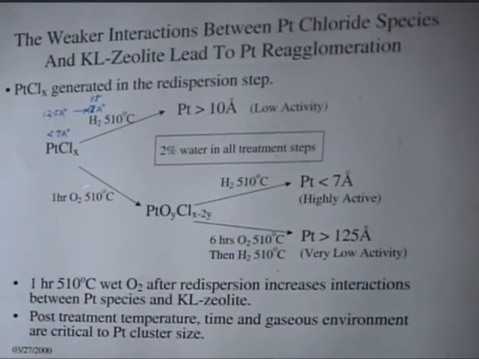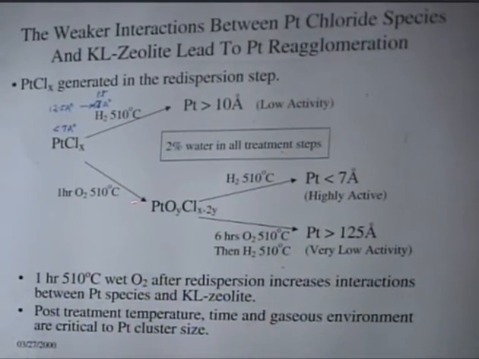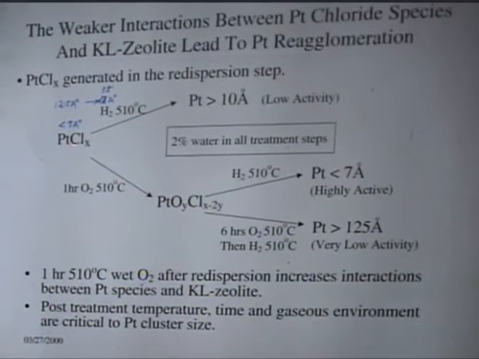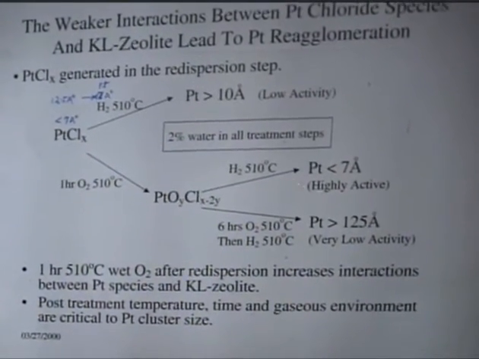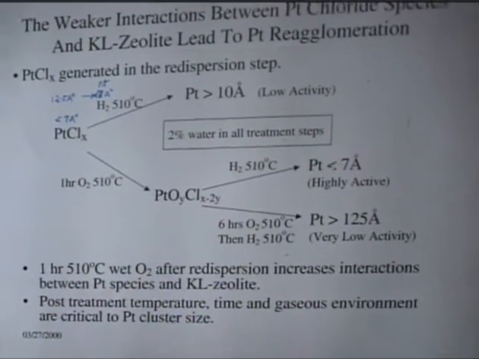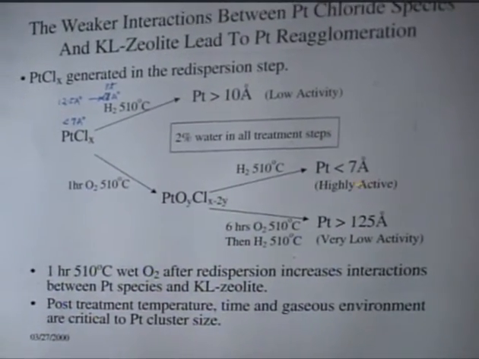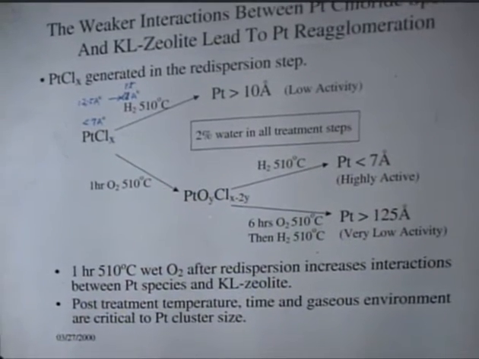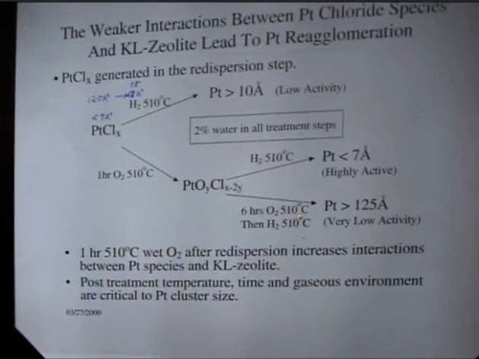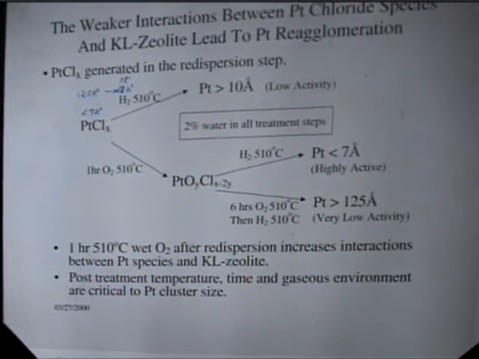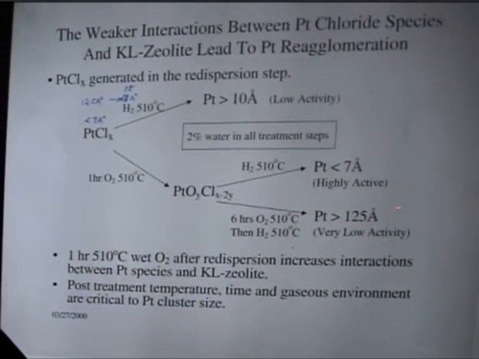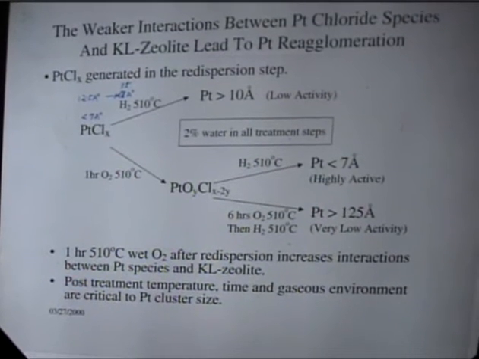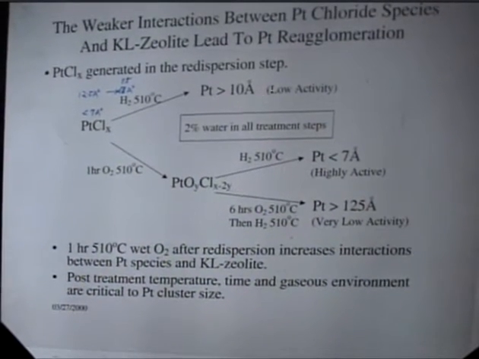But if you go through a 1 hour oxygen treatment, then you remove chloride from this complex. Insert oxygen in, when you reduce, you get very small particles and very high activity. Now, if you do this longer, continue to 6 hours instead of one, you make big particles. So there's a critical time of treatment in order to stabilize this complex during the reduction.